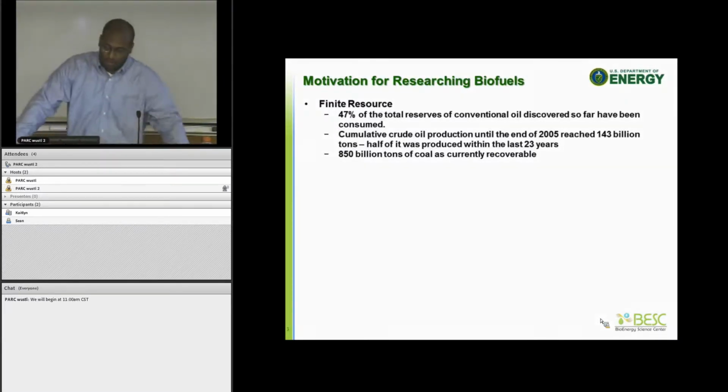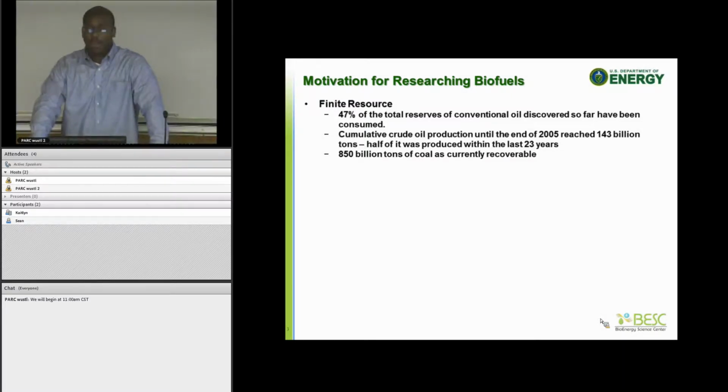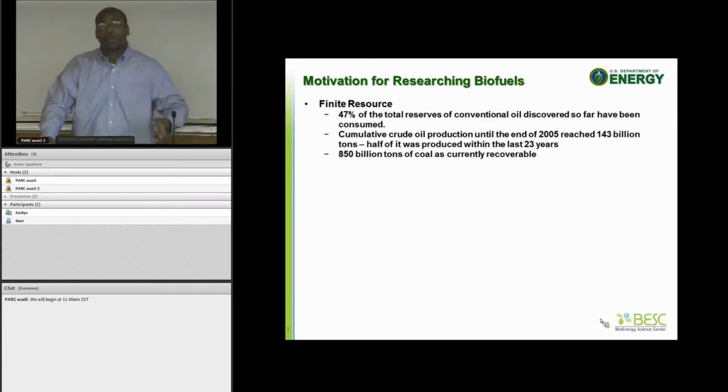So just a few things about the motivations for researching biofuels. Essentially, petroleum is a finite resource. Approximately 47% of the total recoverable reserves of conventional oil have already been extracted from the earth. Now, this is kind of a touchy subject because what I specifically said was recoverable conventional oils, right?